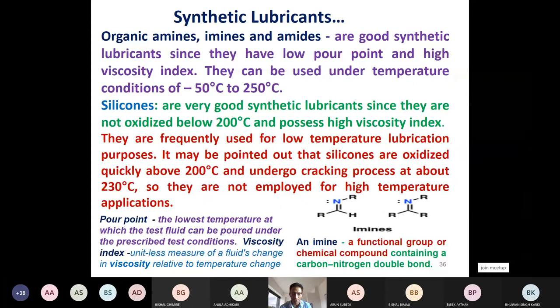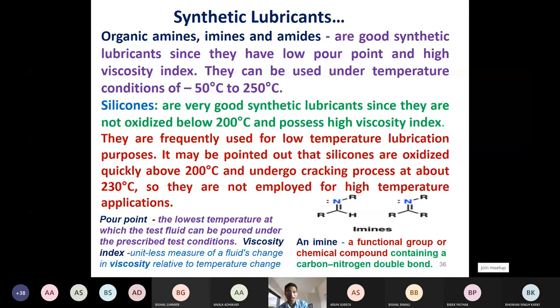Imine means organic compounds having a carbon-nitrogen double bond, and amide means carbon bonded to nitrogen; they are good synthetic lubricants since they have low pour point and high viscosity index. They can be used in the temperature range of -50 to 50°C. Silicones are good synthetic lubricants since they are not oxidized below 200°C and possess high viscosity index. They are frequently used for low temperature lubrication. Silicones are oxidized above 200°C and undergo cracking at about 250°C, so they are not employed as high temperature lubricants.